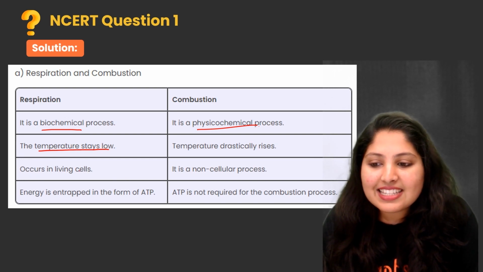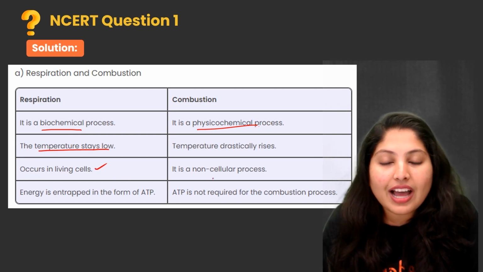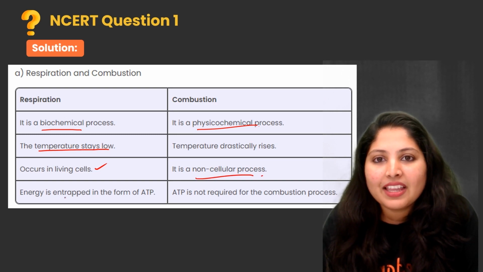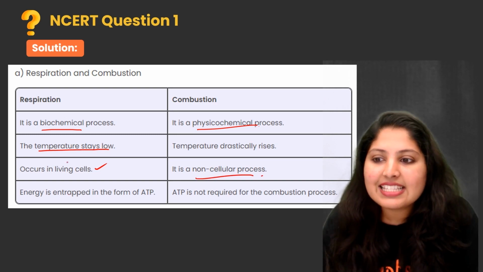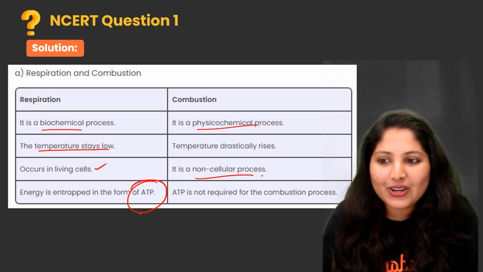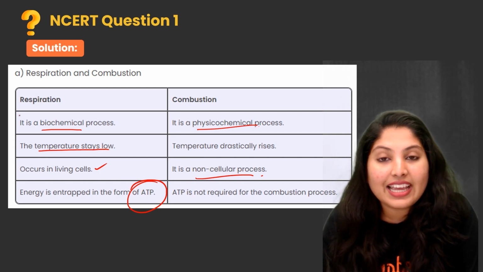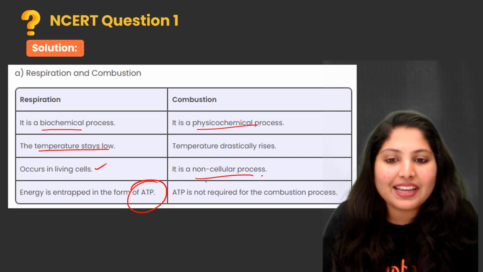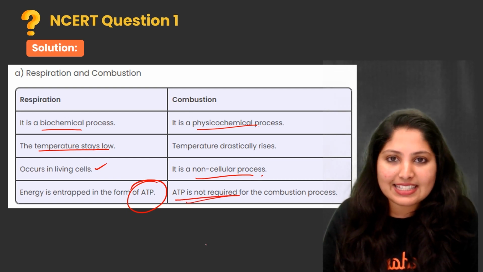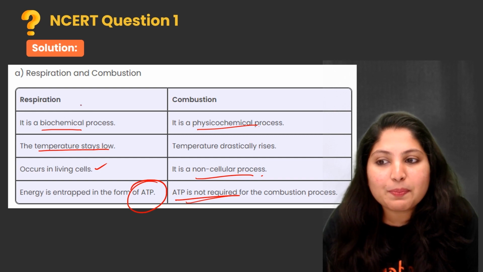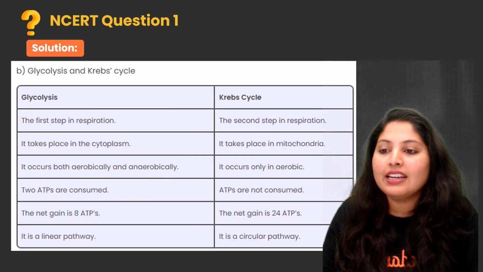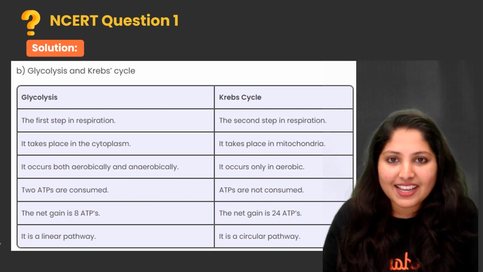Next, respiration occurs in living cells, but combustion occurs in a non-cellular process. Next, the energy released in respiration is converted into ATP, but in combustion, no ATP is released. So this is the difference between respiration and combustion. Let's discuss the second one, glycolysis and Krebs cycle.